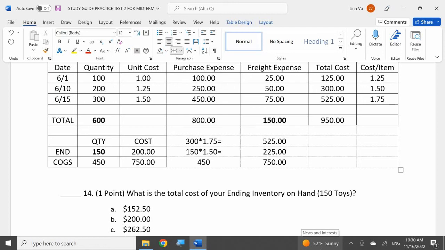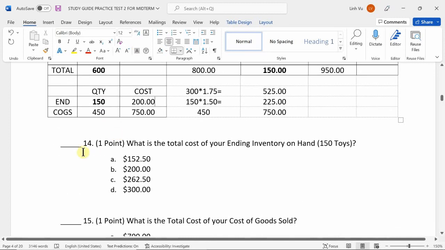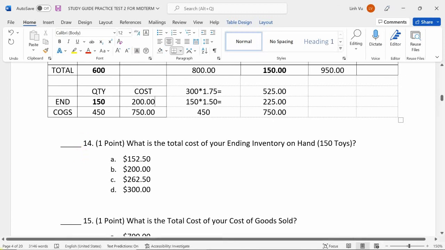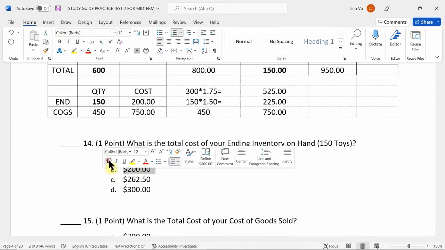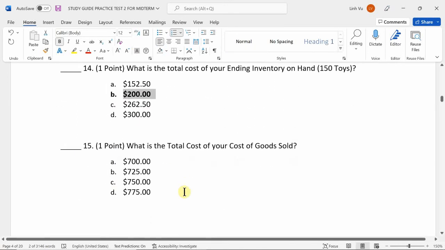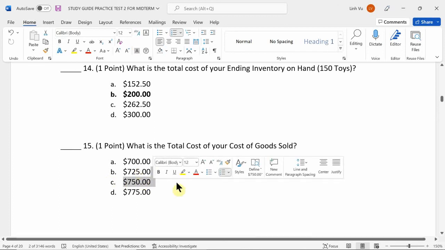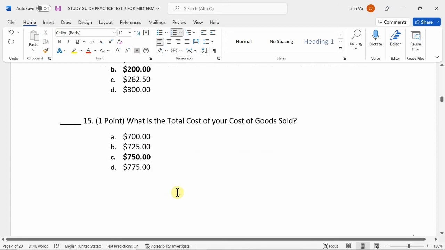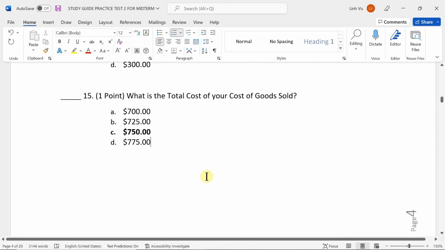Okay, so let's go ahead and answer the questions here. Number 14. What is the total cost of your ending inventory on hand? 150 units right here should be $200. Okay. And what is the total cost of your cost of goods sold? In this case it was $750. Okay. So be aware of what you're doing, because I could include answers from the other different costing methods in here.